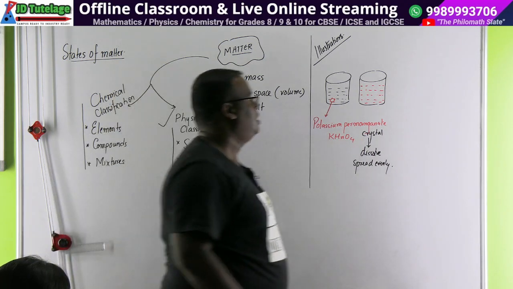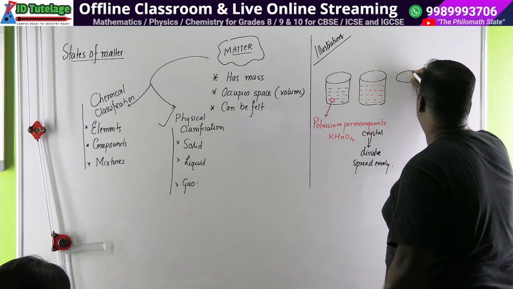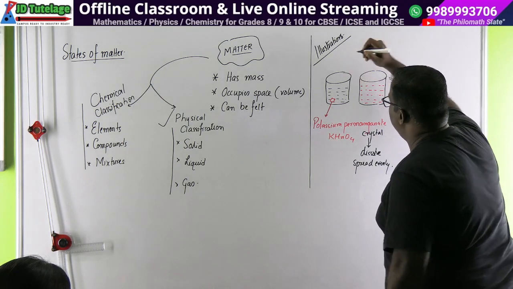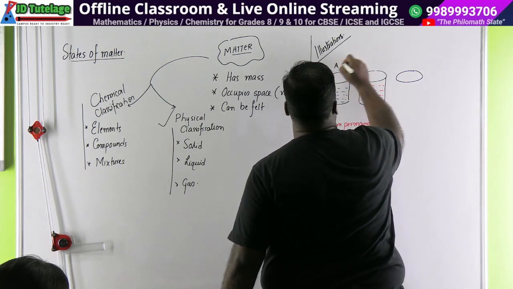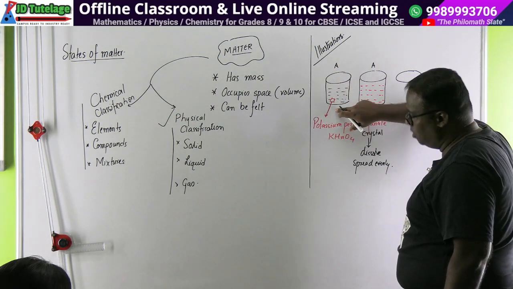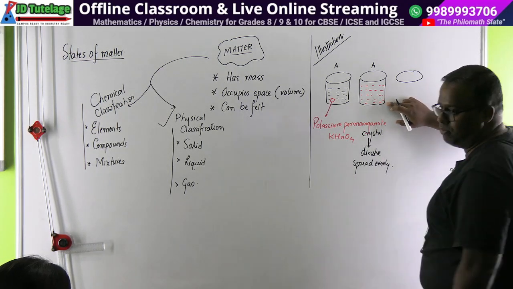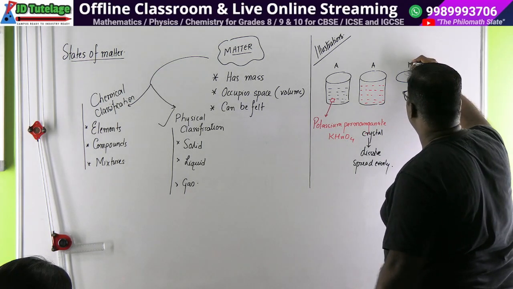No issues. Now what I do, I again get a similar beaker, and this was my first beaker, A and A. Have you understood? These are the same beakers. This was when I dropped the crystal, and this is after I dropped the crystal. What is the observation that I'm finding in it? Now I take a beaker B.